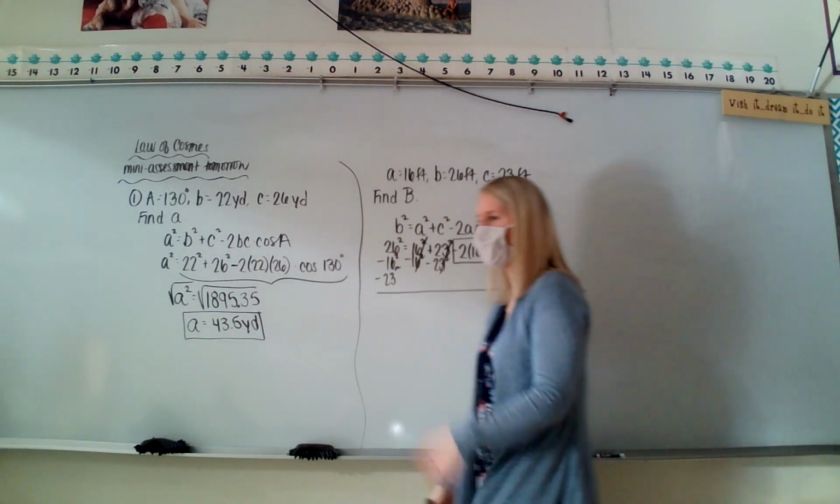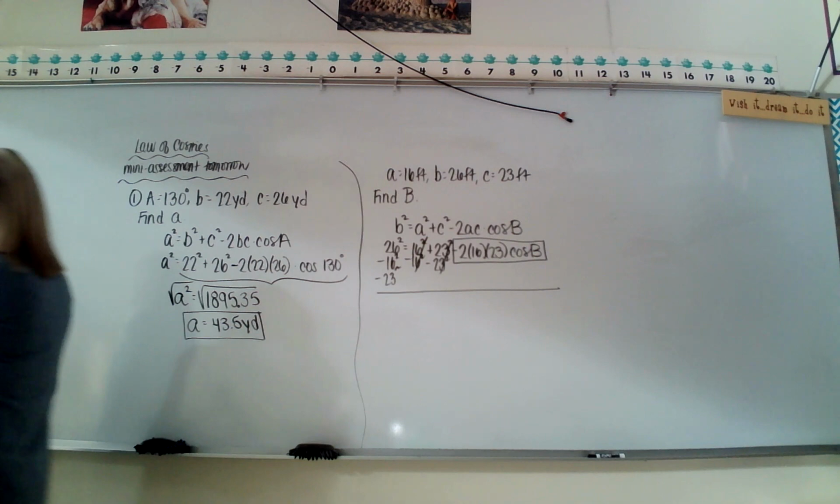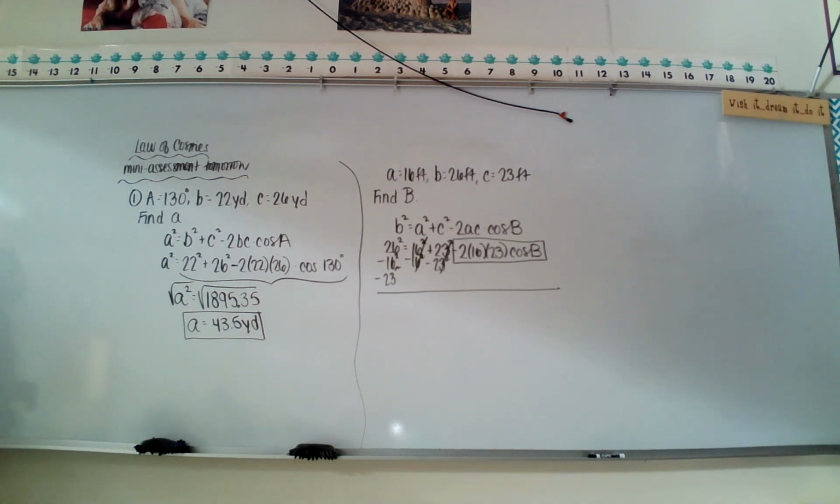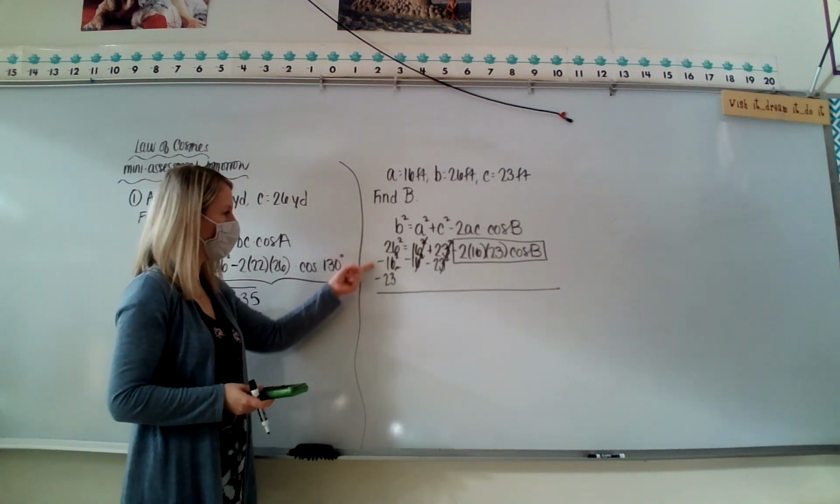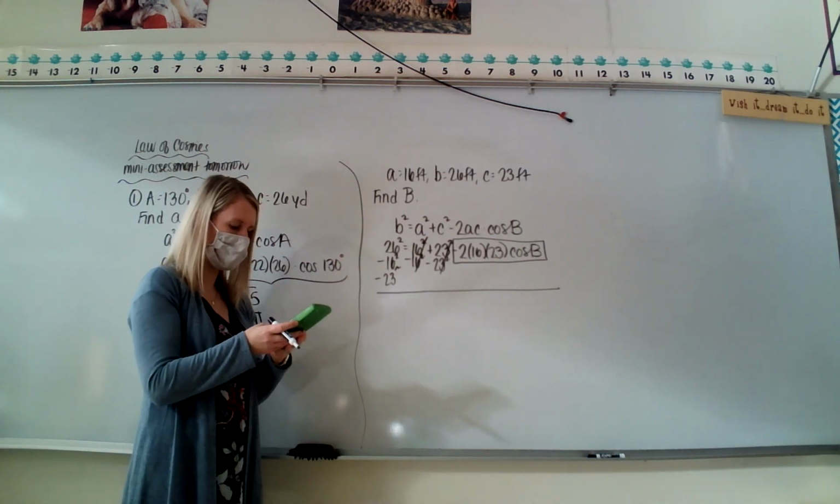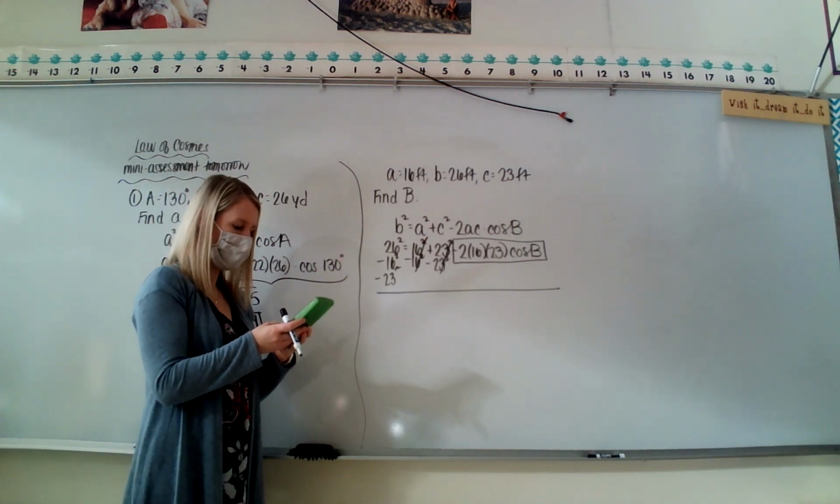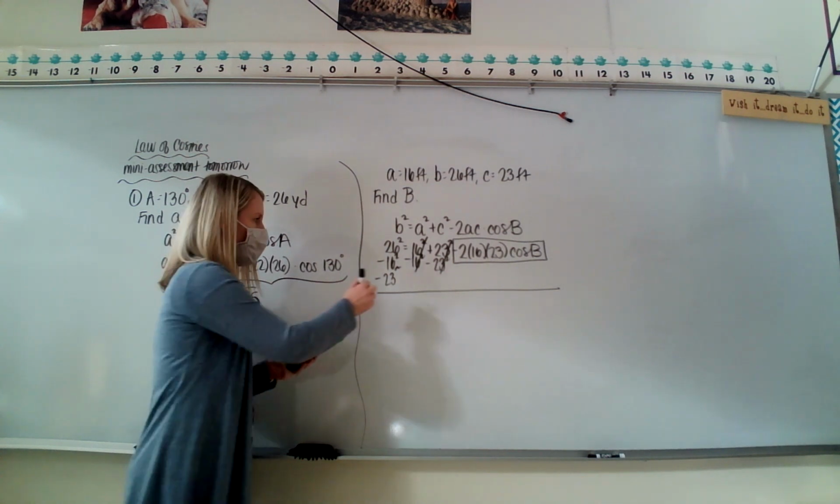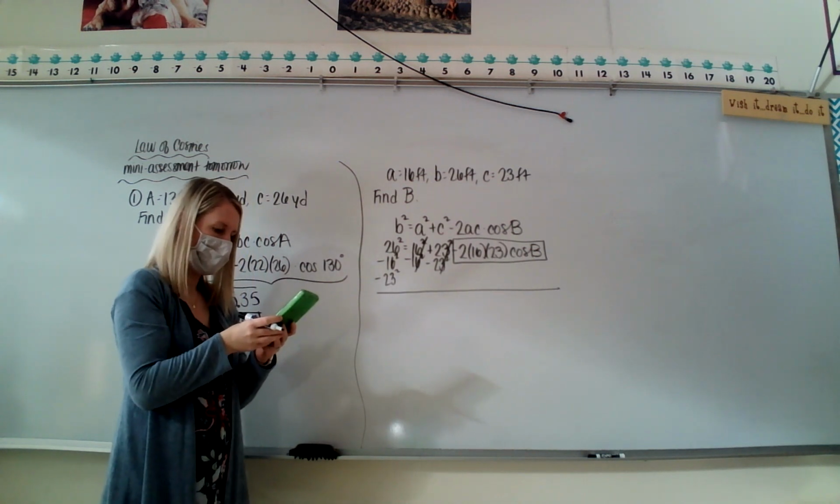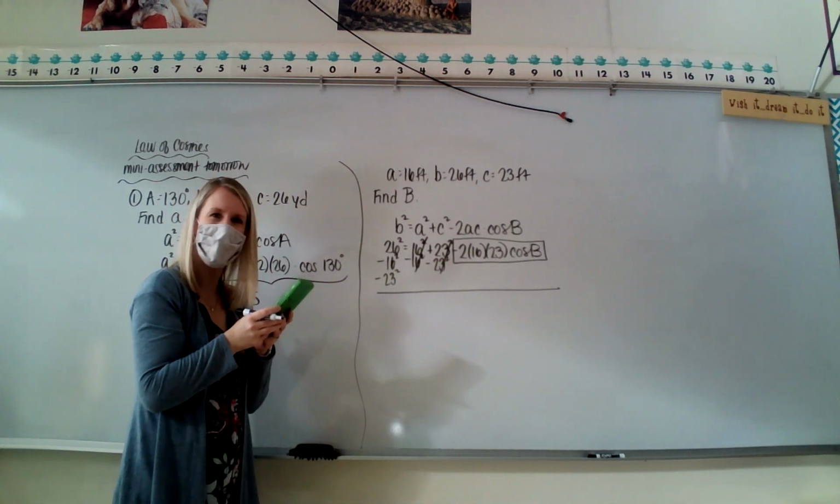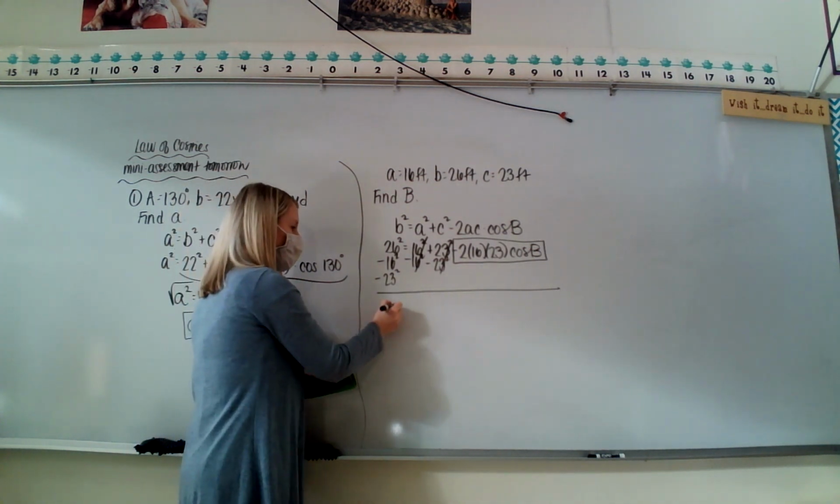Once again, calculator is your friend. Good. So I go over here and plug that in: 26 squared minus 16 squared minus, that's the most awkward squared I've ever written, 23 squared. What do I get? Negative 109.